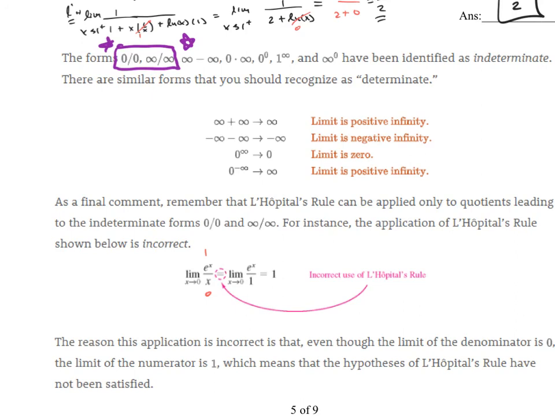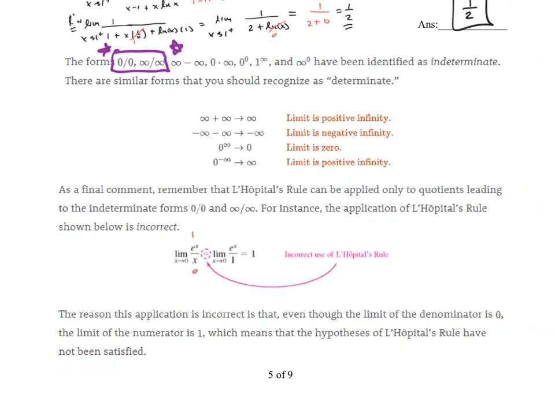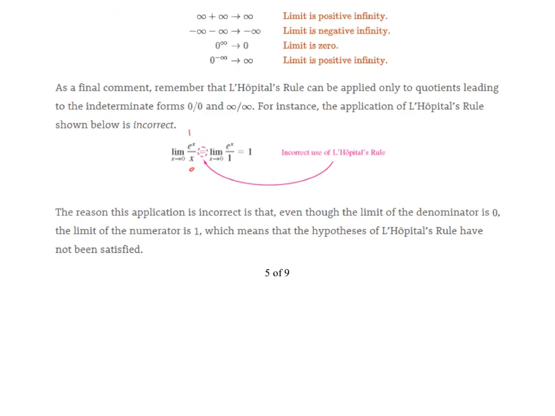You cannot use L'Hopital's rule here because you are not in the indeterminate form 0 over 0 or infinity over infinity. So the most important thing about L'Hopital's rule is the first step always is show that you meet the criteria of L'Hopital's rule. It has to be 0 over 0 or infinity over infinity. Has to for you to be able to use it. Okay? The reason that this application is incorrect is that even though the limit of the denominator is 0, the limit of the numerator is 1. That's the 1 over 0, which is what I already said.